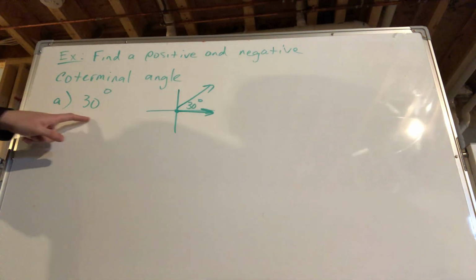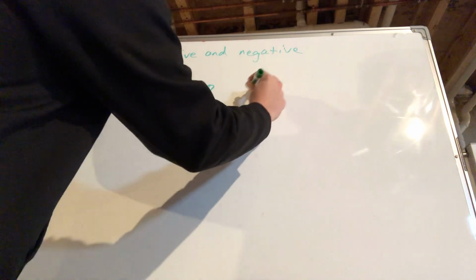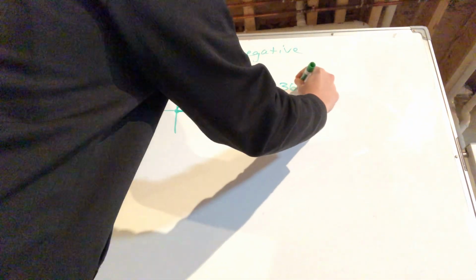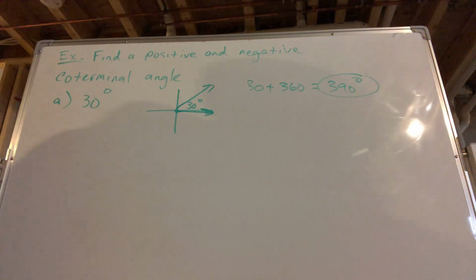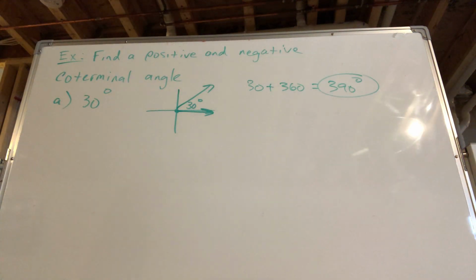I'm not back to 30 degrees, I'm back to the same position. How many more degrees did I go? Well, 360. So guys, this is as easy as it gets. All you need to do is take 30 plus 360, and that's 390. So a 390-degree angle is in the same position as a 30-degree angle.